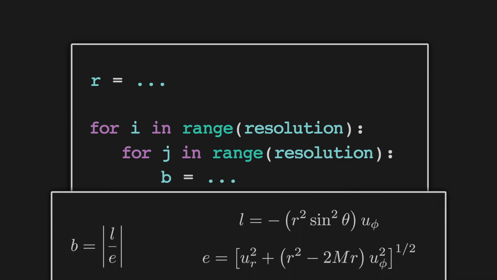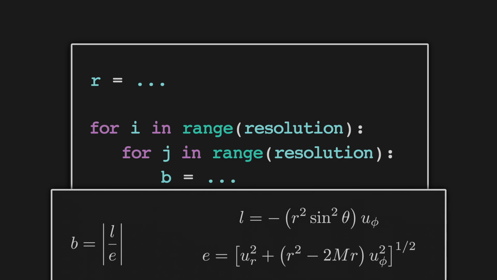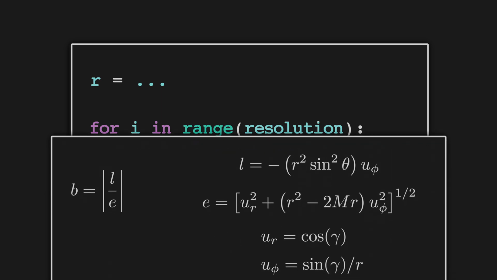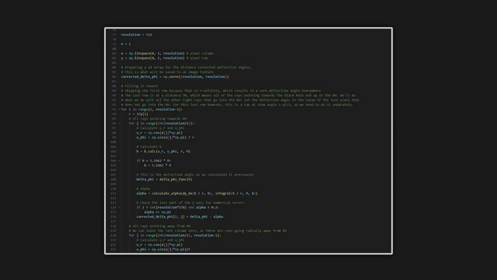Luckily we have an expression for B. It's the absolute value of L over E, where L and E are these things. These expressions do not contain the view angle though, but u r and u phi we can calculate from the view angle like this. And we need to remember to divide by r here, as we discussed in the previous video. So putting this in code looks like this.